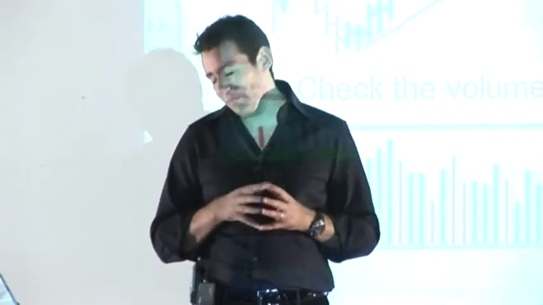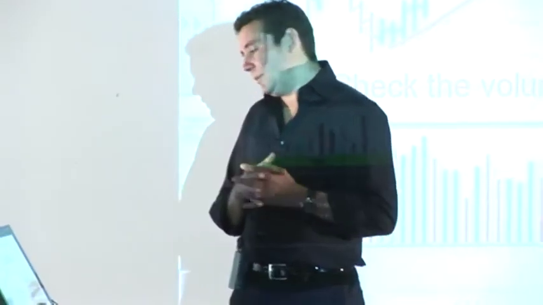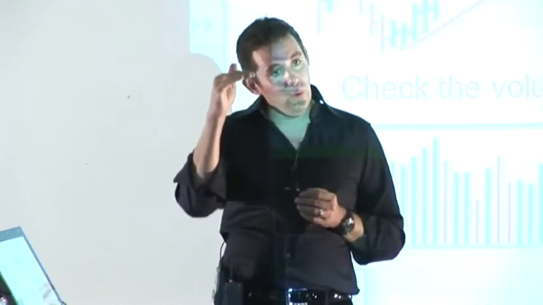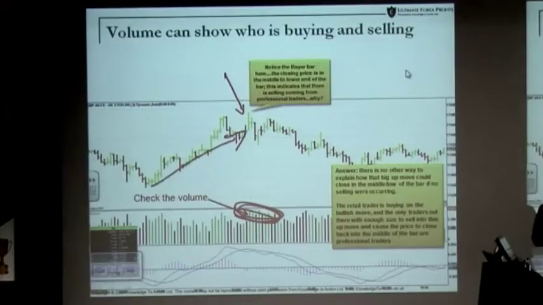Does that make sense? The only way to explain how a big move upwards could then start closing into the middle of the bar is professional trading activity. The retail trader we know is buying on the bullish move, and the only traders out there with enough size to sell into the up move have to be the professionals. Does that make sense? And so we can see that closing price start to fall towards the middle of that bar range. The volume tells us there's a lot of trading activity out there, so it must be somebody big.